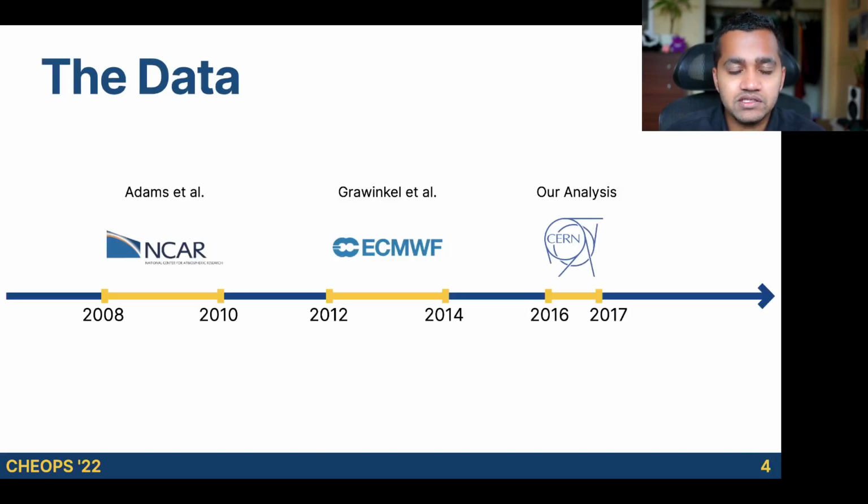Our data is between 2016 and 2017 at CERN. We also looked at past analysis such as NCAR and ECMWF. Our data is much larger than these systems. Our data captures 10 times as many events of either of these systems and is much larger in scale.